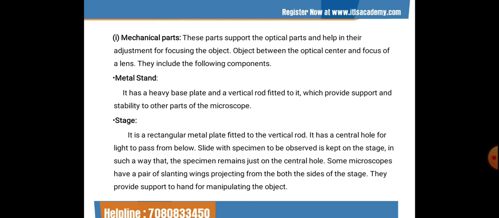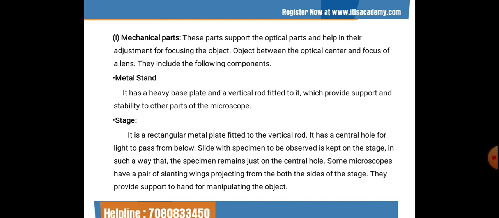Let's see the mechanical part. These parts support the optical parts and help in their adjustment for focusing the object. Object is placed between the optical center and the focus of a lens. They include the following components: the metal stand and the stage. It has a heavy base plate and a vertical rod fitted to it, which provides the support and stability to other parts of the microscope.